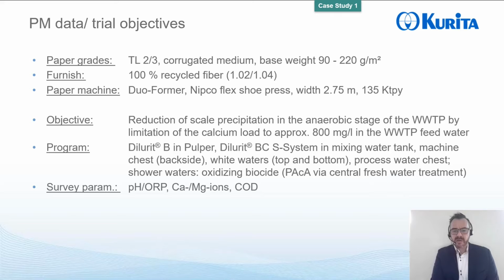Dosing points of the Deloitte CRR system was the Deloitte B into the pulper, this means at the start of the paper production, and the Deloitte BCS system, the biocide itself, in different dosing points at the paper machine, starting with machine chest, going up to the white waters. Fresh water itself was treated with an additional oxidizing biocide.